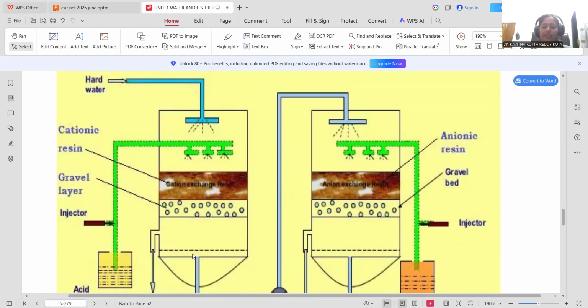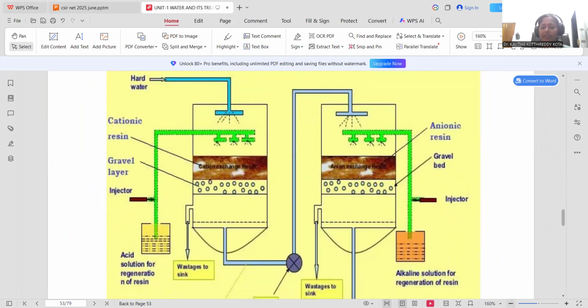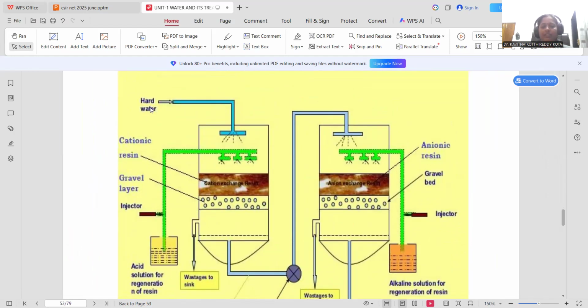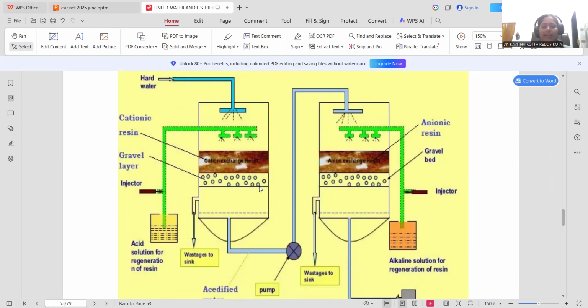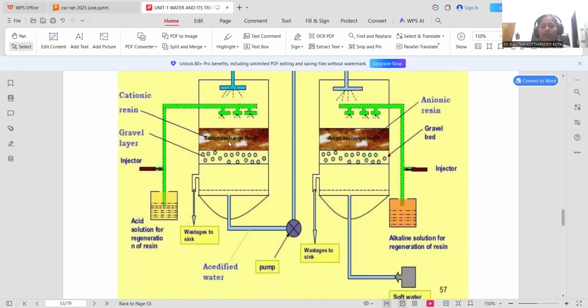Here is the clear description of the diagram where the exchange of ions takes place. A schematic representation is provided. Let me introduce water from this inlet. Hard water is supposed to enter into this chamber where you are absorbing with cationic resin directly. Raw water is fed into this cationic resin.